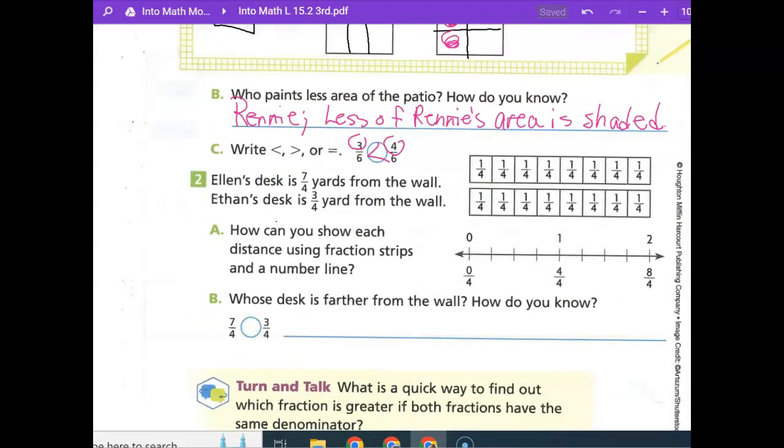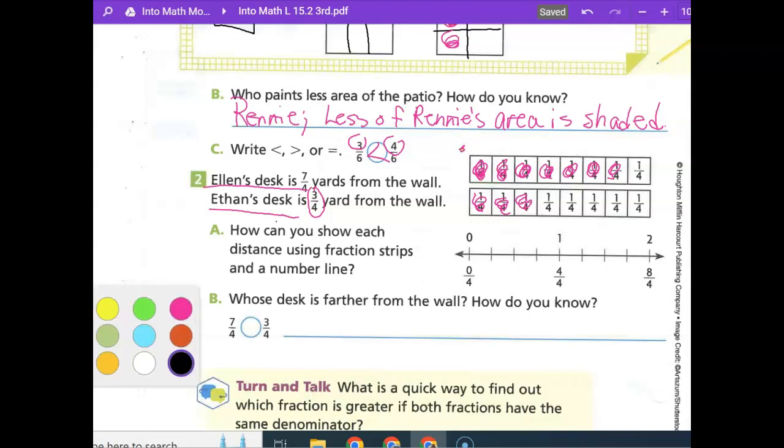Ellen's desk is 7/4 yards from the wall. Ethan's desk is 3/4 yards from the wall. So the first thing I'm going to do is go shade Ellen's desk, 7/4, or the distance it's away from the wall. And then Ethan's desk is 3/4 yard away from the wall. Okay, how can you show each distance using the fraction strips? That's up here. And the number line.